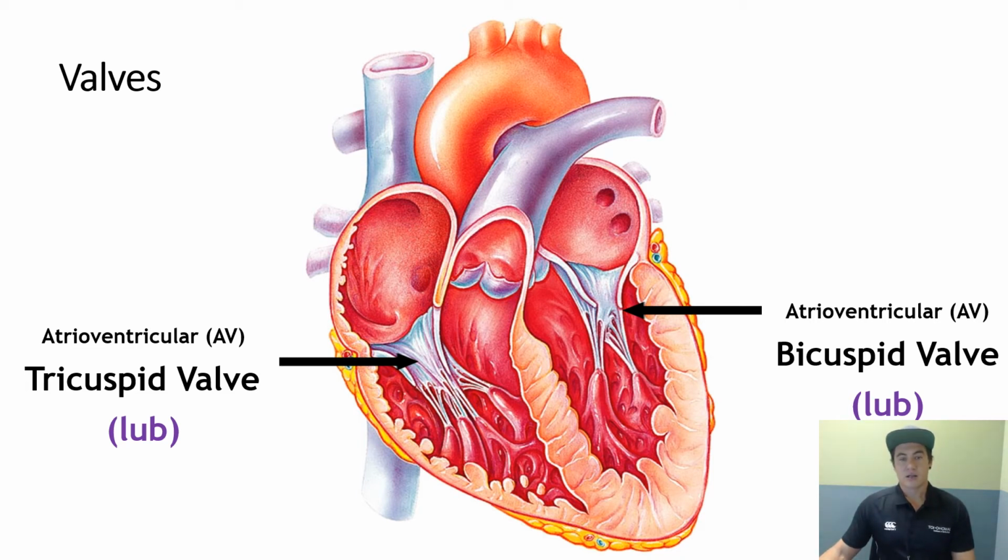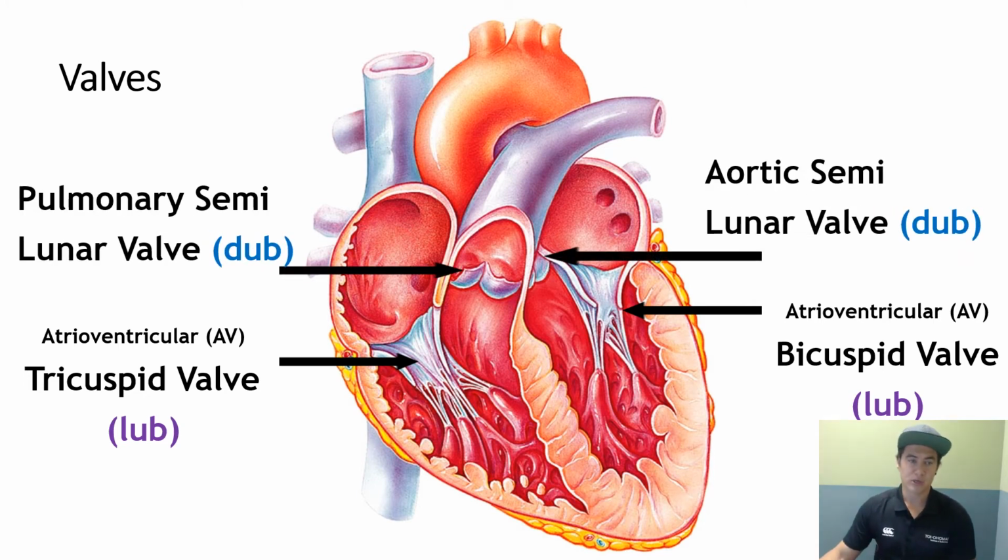The AV valve on the right-hand side, or between the right atrium and right ventricle, is called a tricuspid valve. And on the left-hand side, a bicuspid valve. And I think it's to do with these cords and how many strands there are.